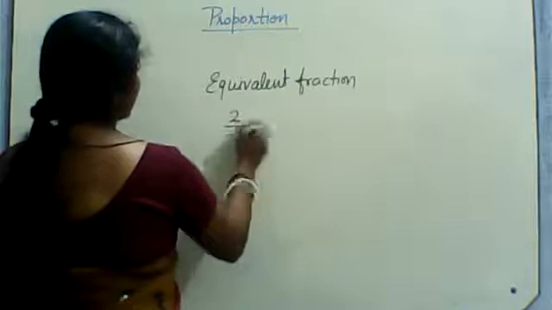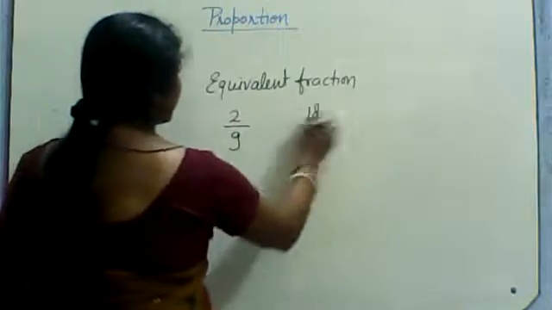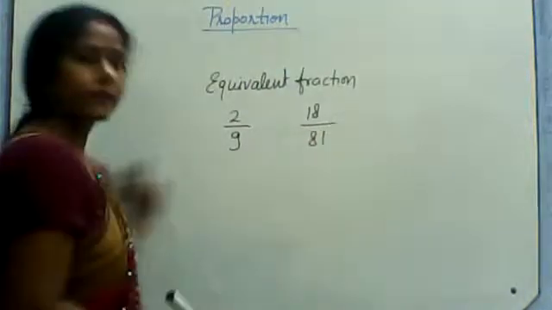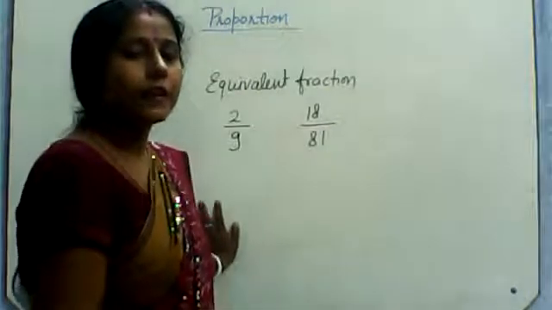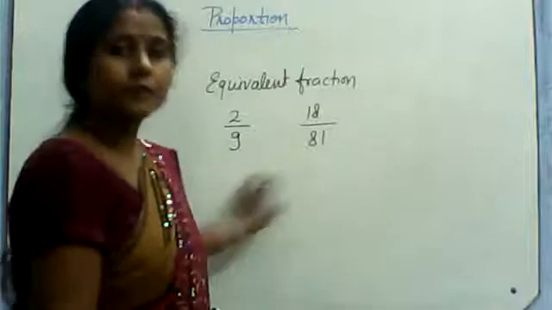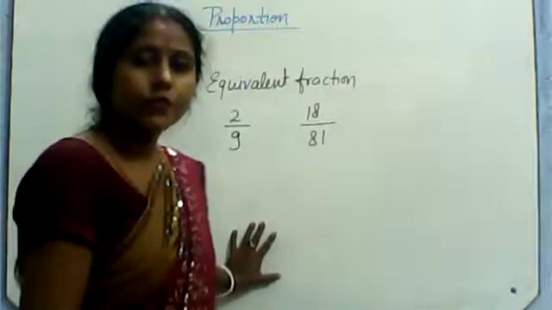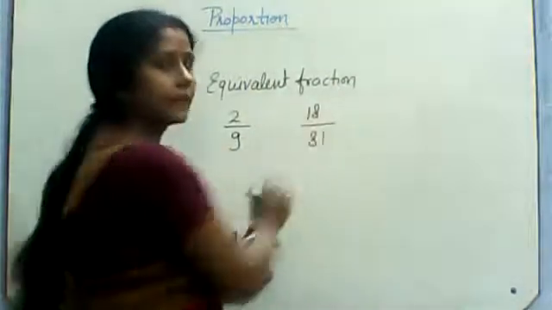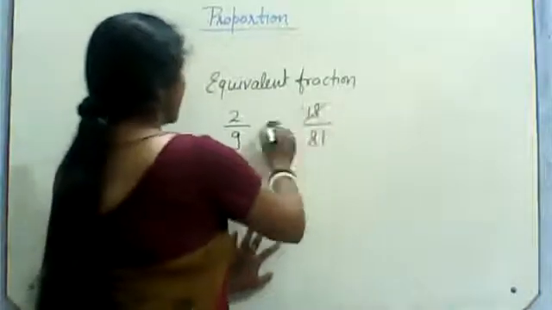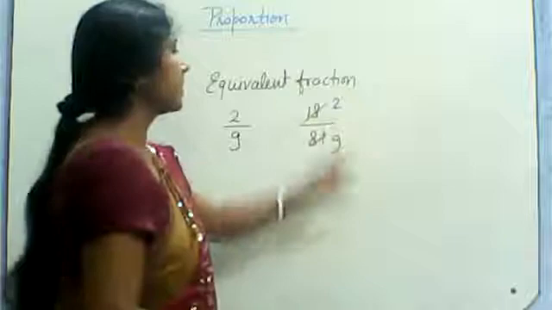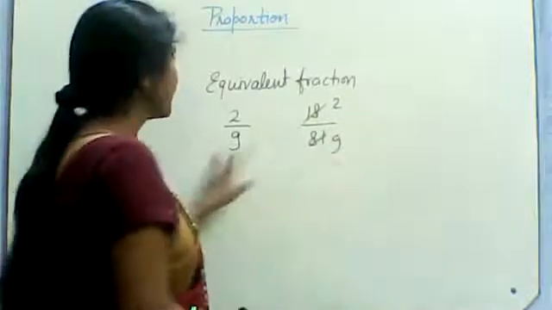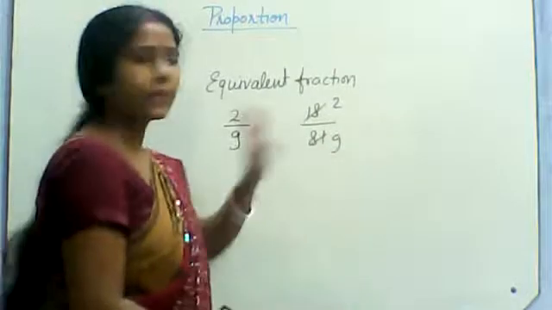Suppose 2 by 9 and 18 by 81. Earlier you studied that you have to prove these both are equivalent fractions. So what you do, you just cancel it by 9: 2s are 2 and 9 9s are 9. This is coming 2 by 9 and it is equal to 2 by 9. That's why these both are equivalent fractions.